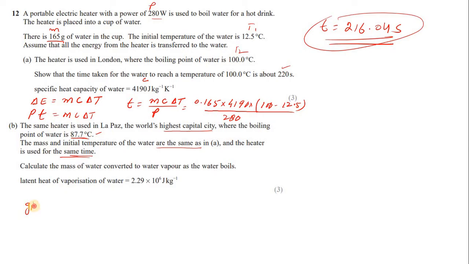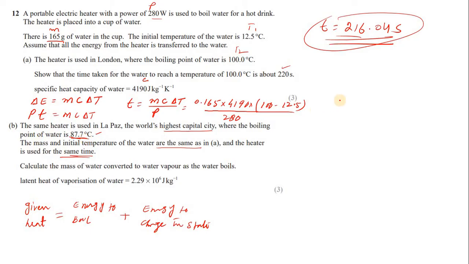So you can say that given heat is equal to energy to raise the temperature to boil, reaching temperature 87.7, plus the rest of the energy, because we keep giving heat till this time. So the rest of the energy is now being used to change the state from liquid to gas.